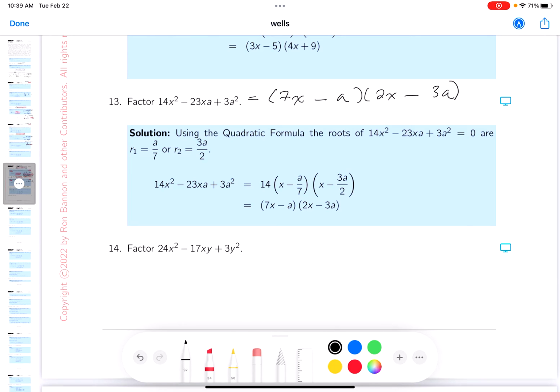And now comes the test, does it work? Well, you do get 14x squared. Then you get 21ax minus 21x minus 2ax, which is minus 23x. And that works beautifully. And you do get the 3a squared in the end. So this works. This is good.